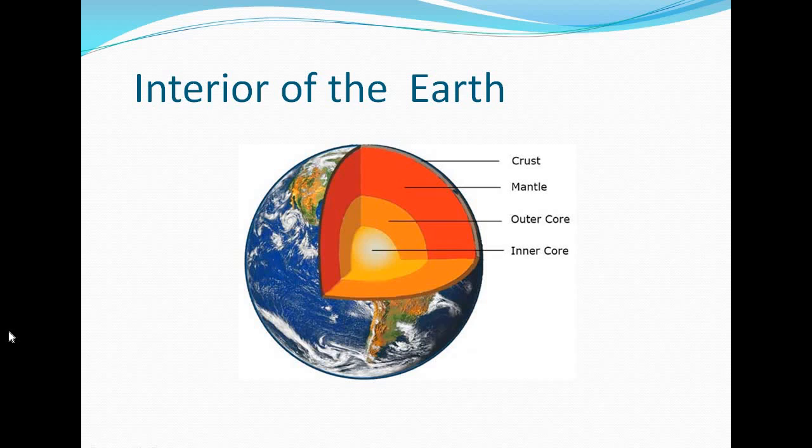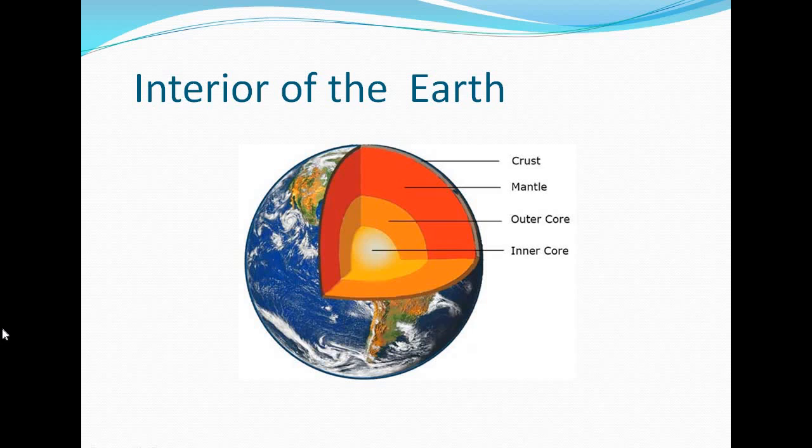If you have ever peeled an onion, you would see there are concentric rings, similar to the structure of the earth's interior, where you can see different layers. So friends, when you cut or peel an onion, you see different concentric layers. In the same way, when you see the interior of the earth, you will find that earth is also made up of different layers. Now we will discuss all these layers.